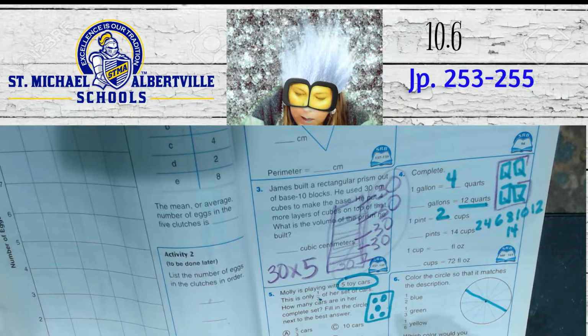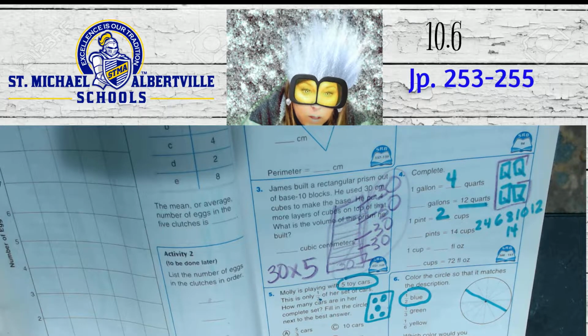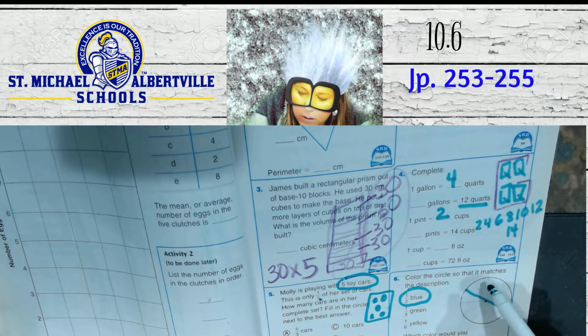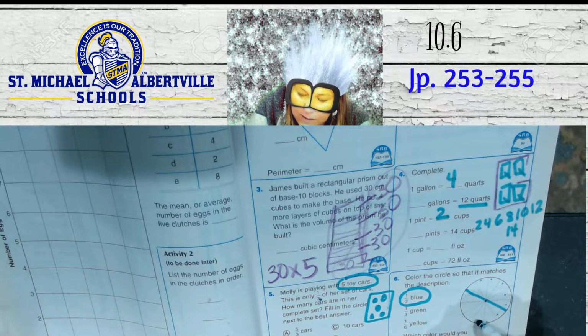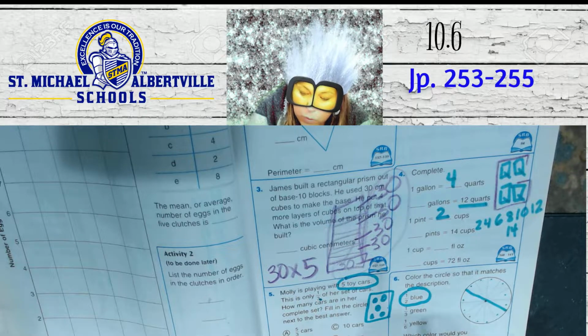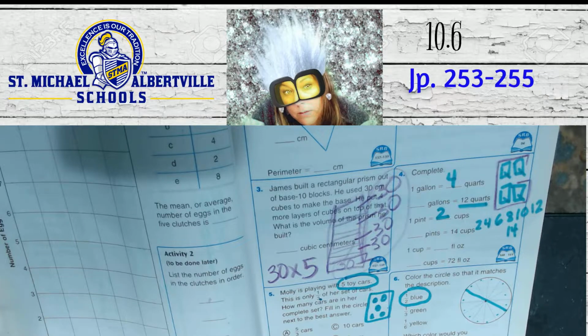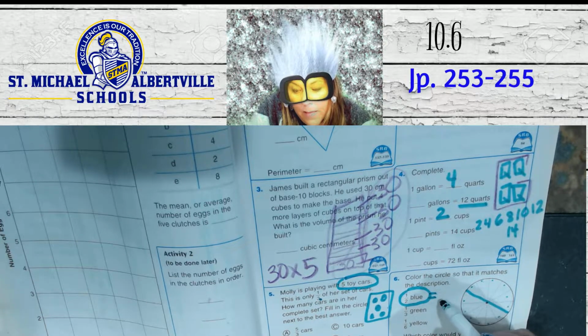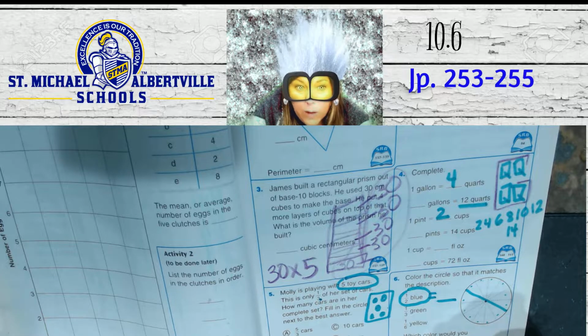So here it says 1/2 is blue. Well, first I need to know how many parts there are. So I'm going to count: 1, 2, 3, 4, 5, 6, 7, 8, 9, 10, 11, 12. So what is 1/2 of 12? That's how many you're going to color blue. You can figure out 1/2 of 12.